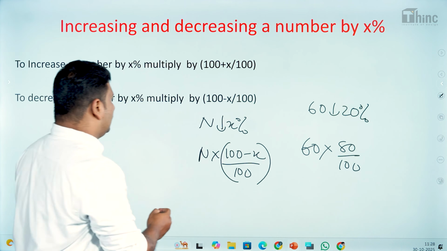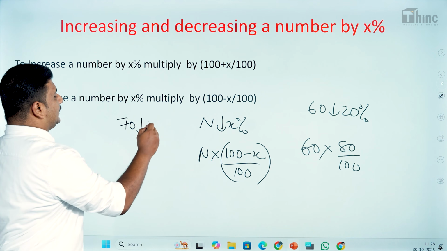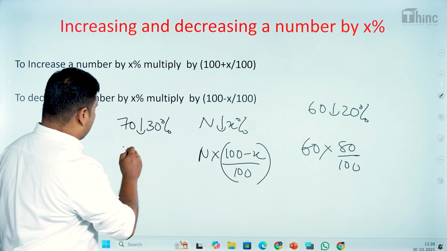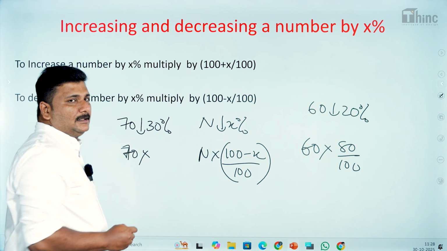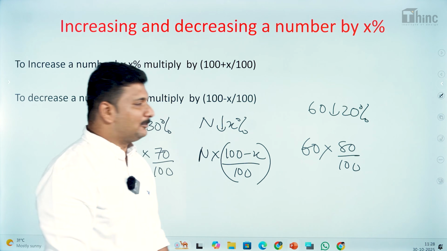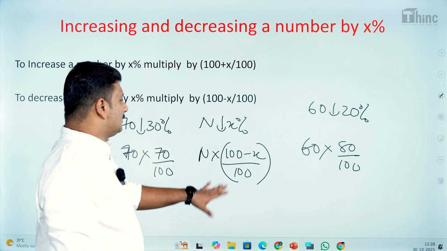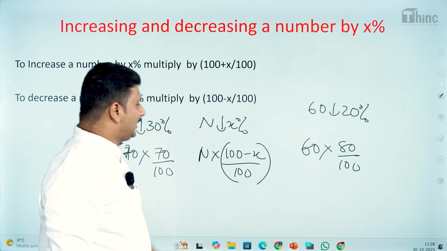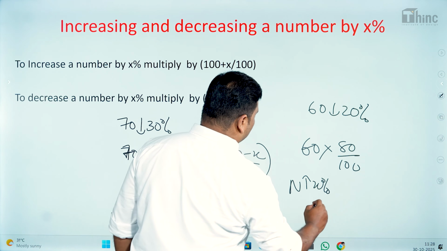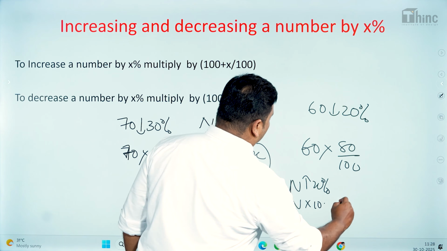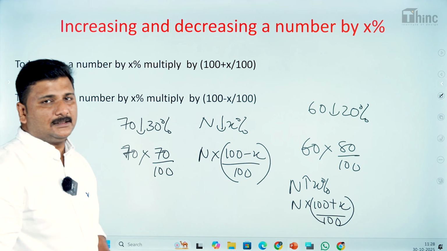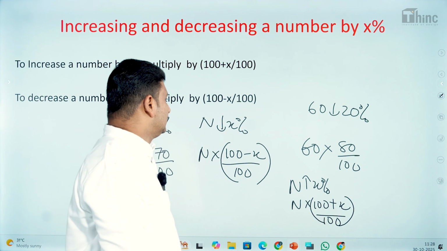Another example, let's say I need to decrease 70 by 30 percentage. The same way, just multiply 70 with 100 minus 30, which is 70 by 100. So we can easily increase and decrease a number by a percentage like this. So to decrease a number by x percentage, multiply it with 100 minus x by 100. To increase a number by x percentage, multiply the number with 100 plus x by 100. So if you do it this way, you can answer the questions really fast. So I believe this much is clear for all of you.